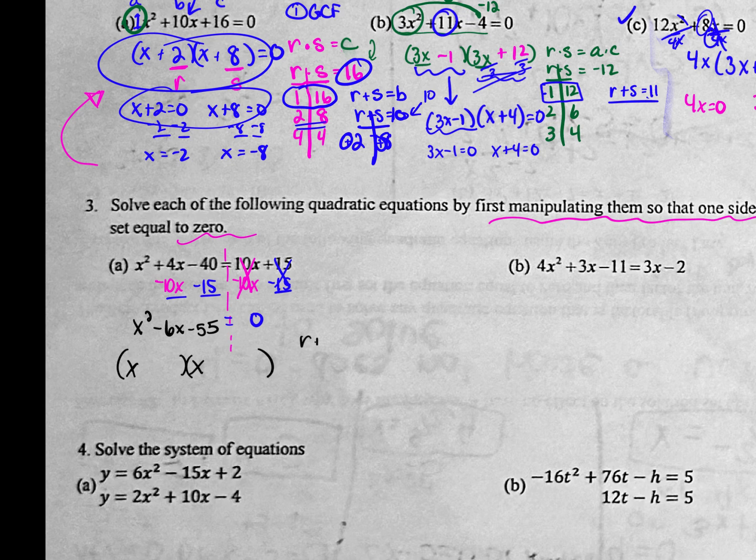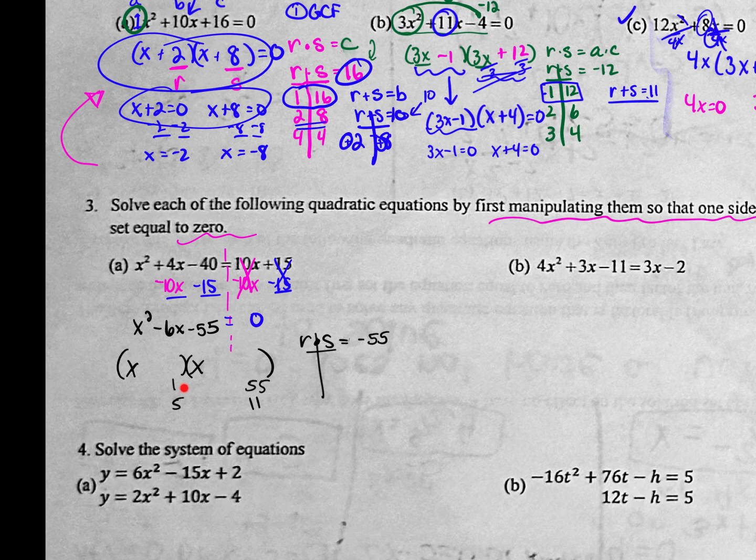Frequently, I said R times S equals C, whenever your A value is 1. So you could always take this 1 times negative 55 here, and that just reminds you to always do that. Okay, but this list, back to my point, this list I made over here, lots of times you'll see a teacher put them right underneath here.